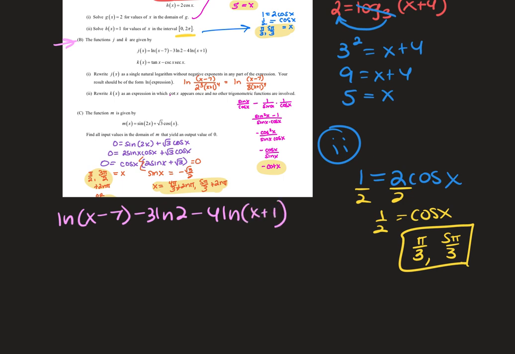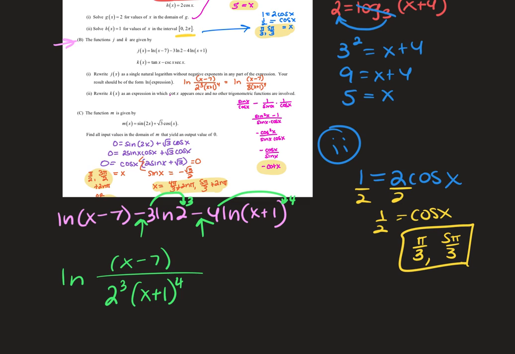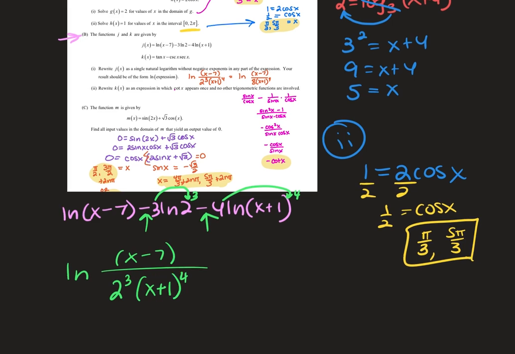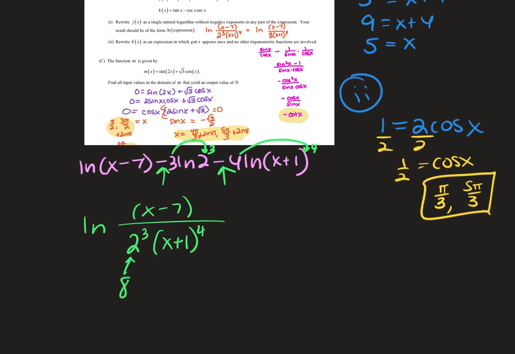So personally, I do the exponents first. Like this becomes an exponent here. This becomes an exponent here. And then anything that's positive stays in my numerator. Anything that's negative goes to the denominator. So ln x minus 7 is in the numerator. 2 to the third is in the denominator. x plus 1 to the fourth is in the denominator. I think you would get full credit on that, even though the solutions changed this to 8. I still think you would get an equivalent answer, because if you left it as 2 to the third, it's still right.